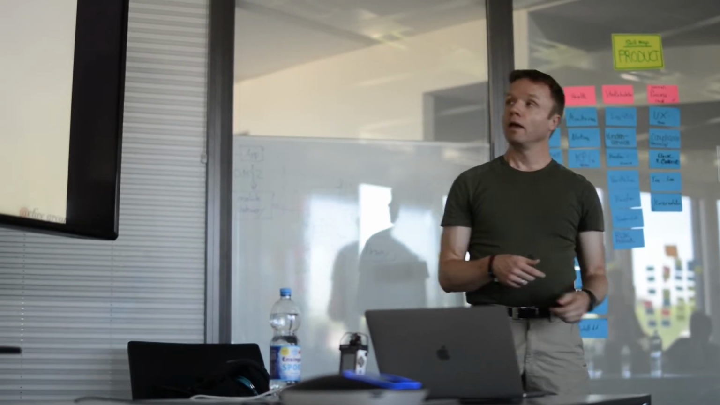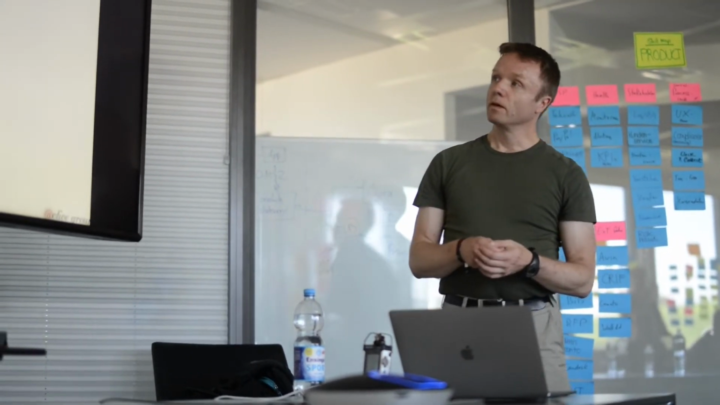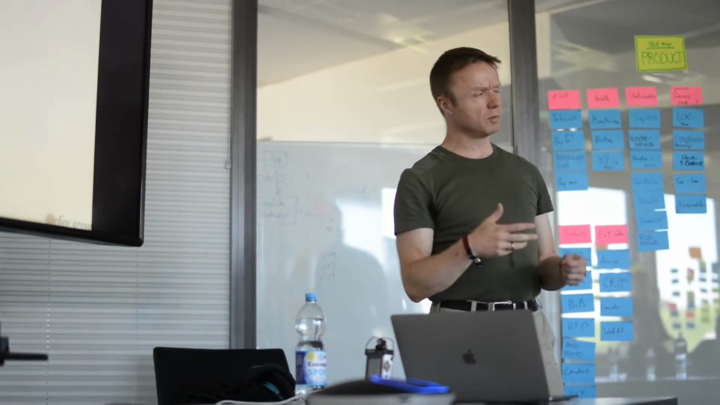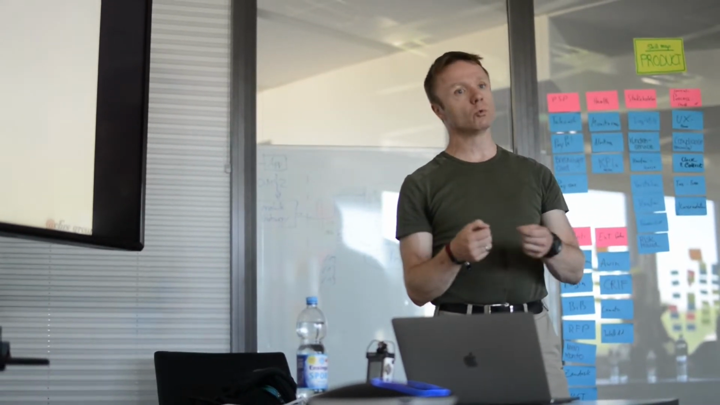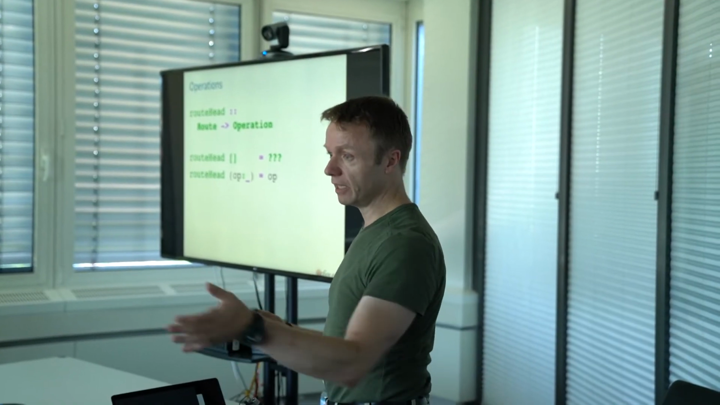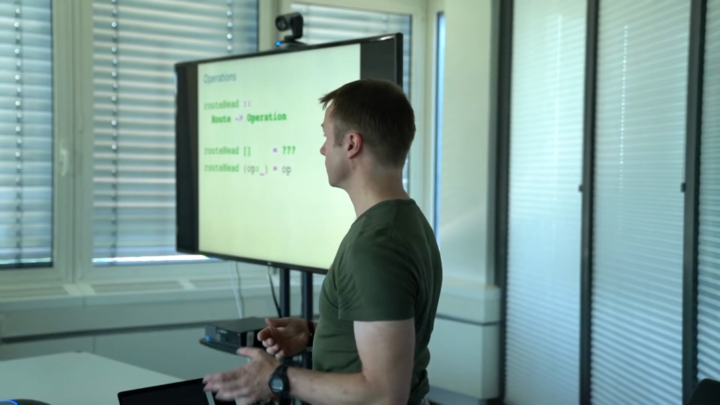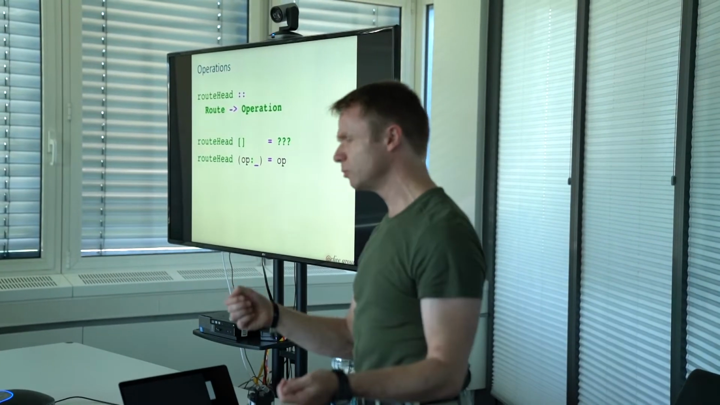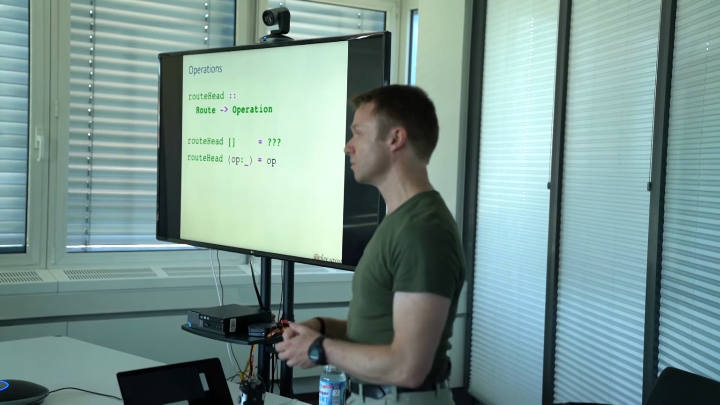Right? And so what we do is we write a function in Haskell, and usually the best way to start writing a function in Haskell is you write down its signature, saying what kind of data goes in and what data goes out. And in this case, the signature says, well, we have a route, we really want to know the first operation that comes out.